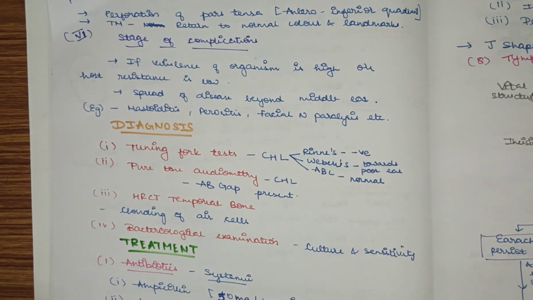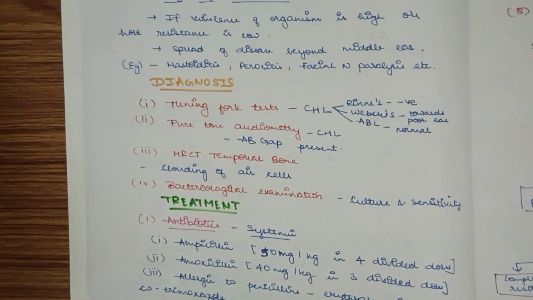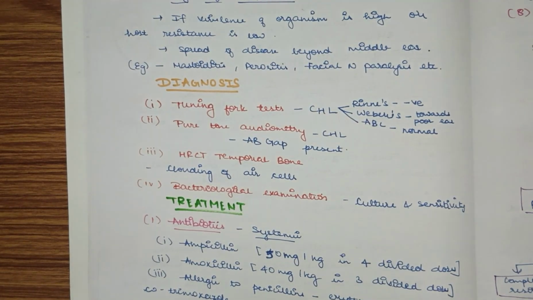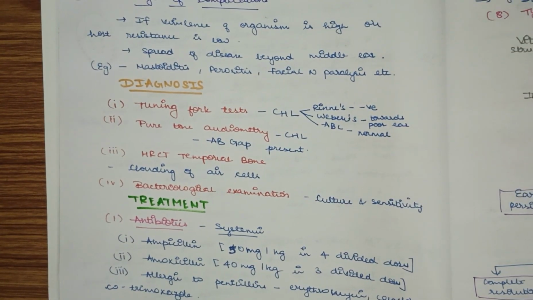So it may lead to mastoiditis, petrositis, facial nerve paralysis, etc. Now we'll look at how to diagnose acute suppurative otitis media. So first we'll do the tuning fork test. In the tuning fork test, we will see conductive hearing loss. That is, when we do Rinne's test, it will be negative.